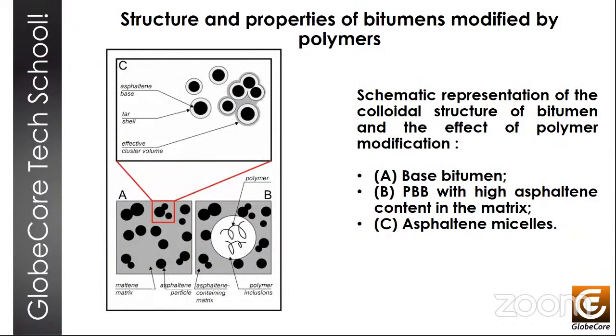So a few words about the structure and properties of polymers, polymer modified bitumens. According to the modern concept, bitumen is a complex colloidal dispersed system in which the discontinuous phase, asphaltenes, is surrounded by a layer of polar resins that form micelles. And these micelles are immersed in a continuous maltenic phase, which is a mixture of aromatic and saturated hydrocarbons. Therefore, it's believed that polymer-modified bitumens are a colloid in a colloid, so to speak.